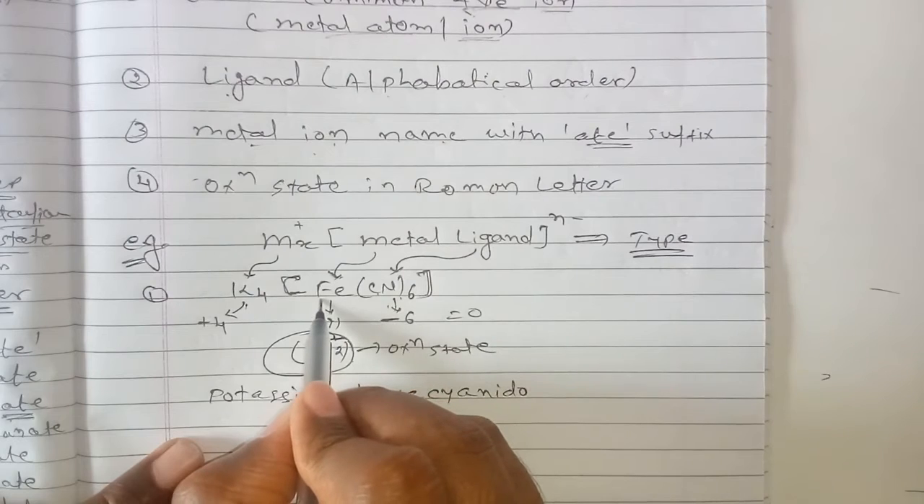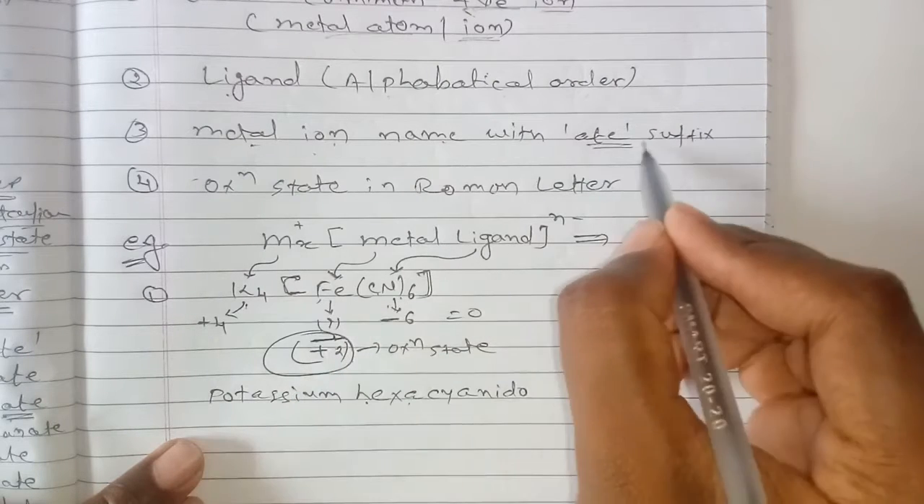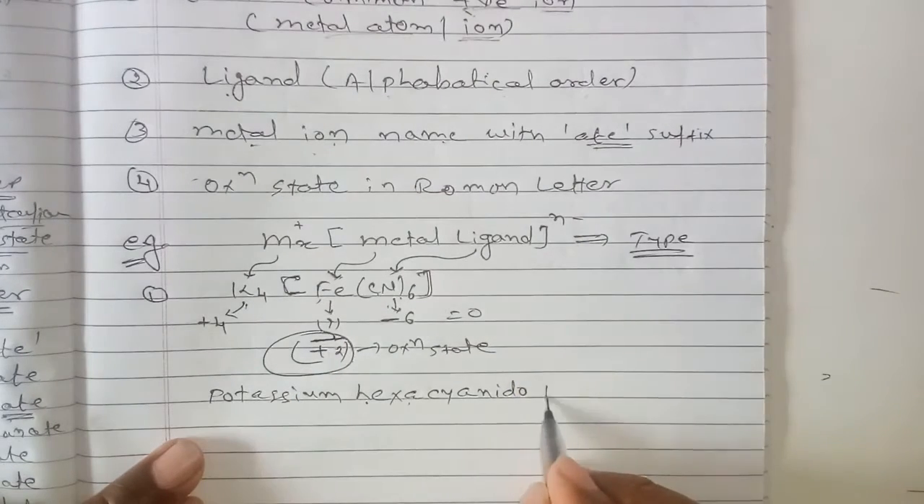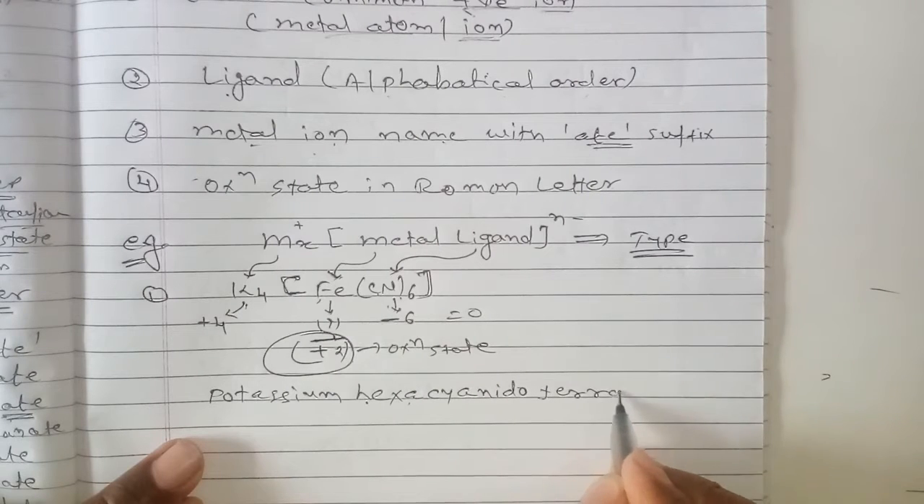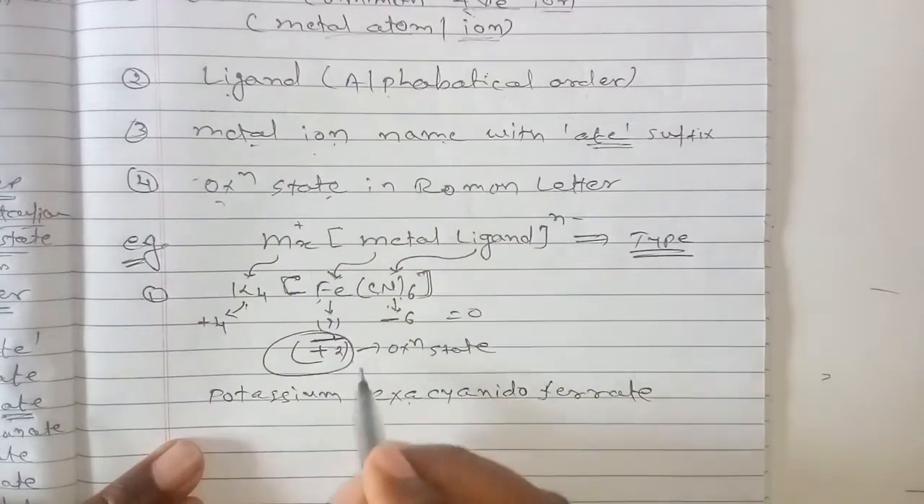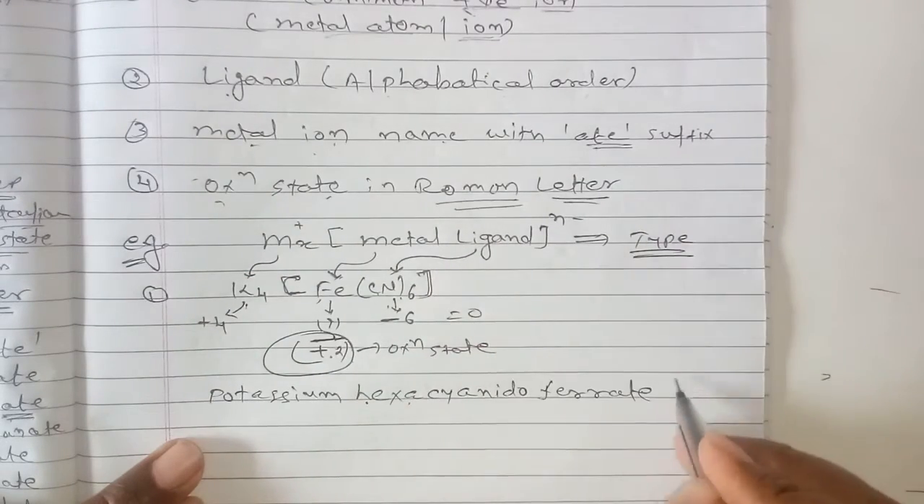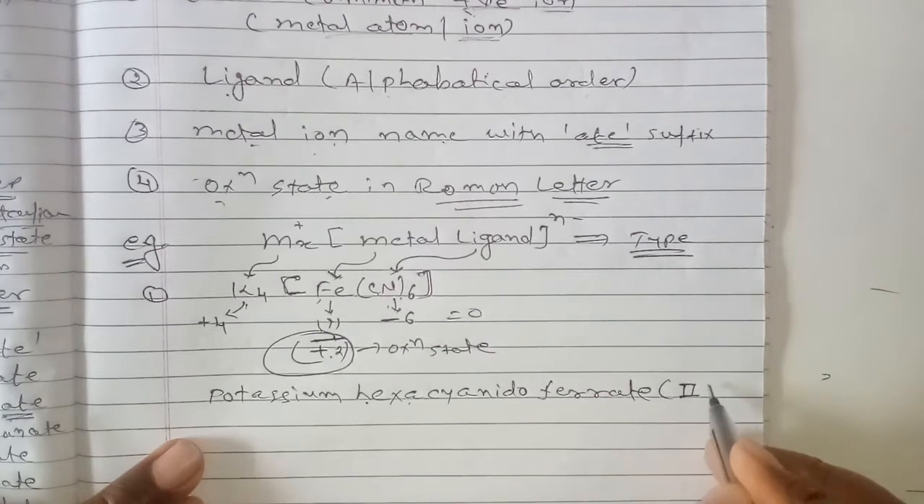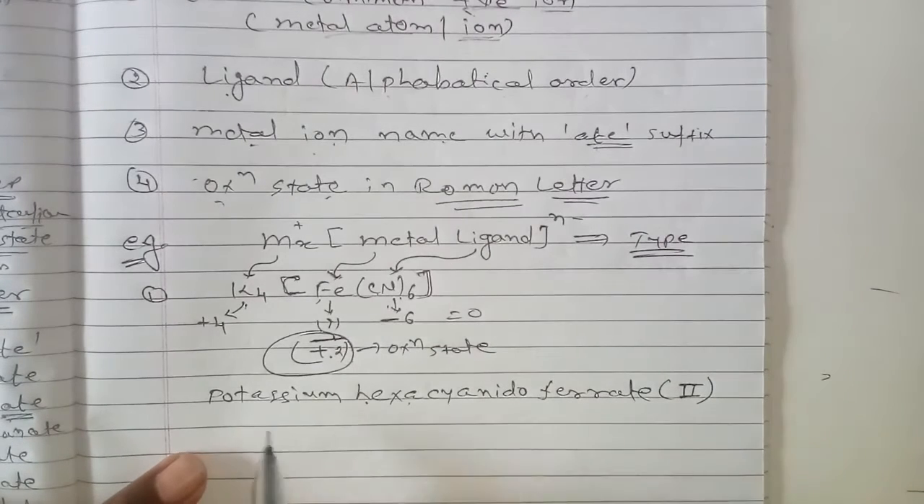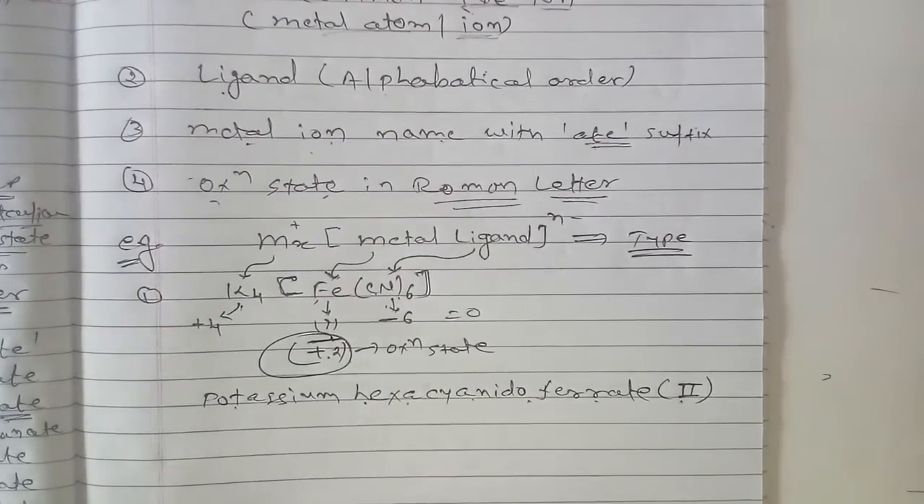And in the third step, the metal ion name with the suffix -ate. Here it is ferrous, and with the -ate suffix, ferrate. Its oxidation state is plus 2, written in Roman numerals in brackets, II. So it is named as potassium hexacyanidoferrate(II).